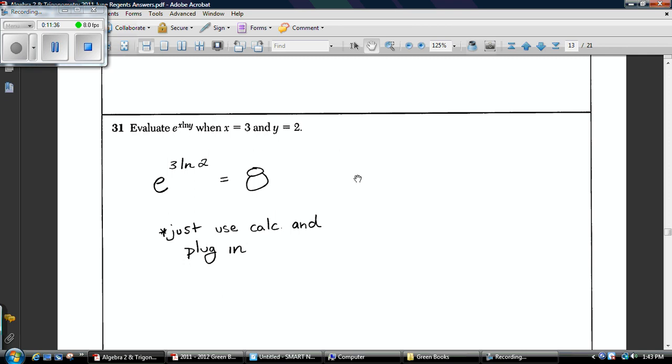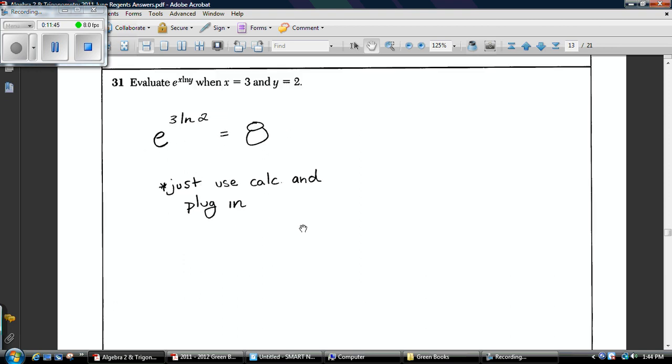Evaluate, I'm going to be honest with you, I don't even know why they asked this question. This is so easy. All you do is plug 3 in for x, 2 in for y, and then use your calculator. You get 8.